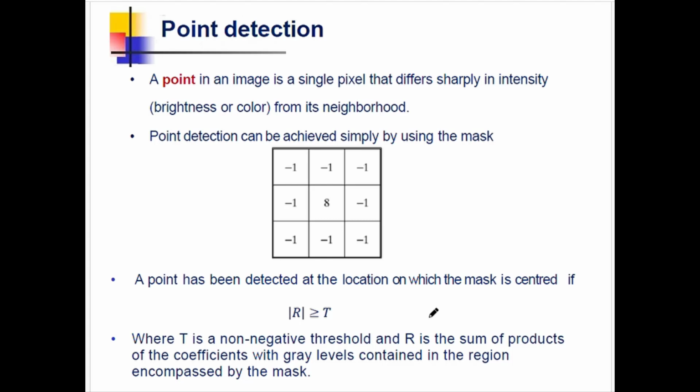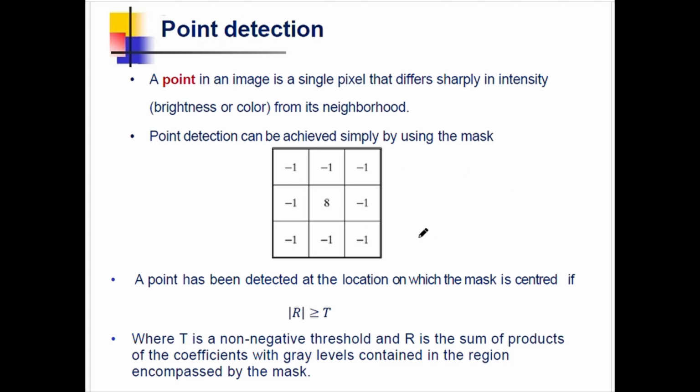To understand simply, take a white paper and with a pen put just one dot. The background is completely white, but there exists only one point which is black. So there exists an intensity discontinuity, and that is called point discontinuity. Point detection can be achieved simply by using this mask.